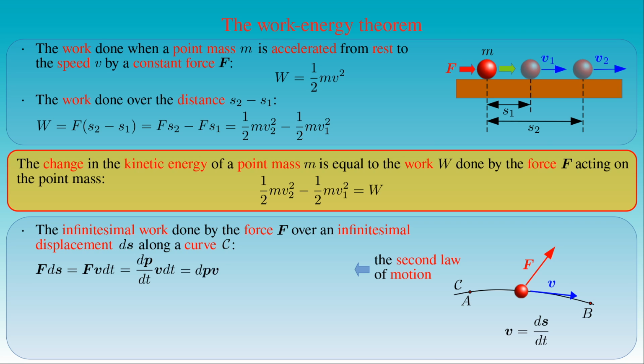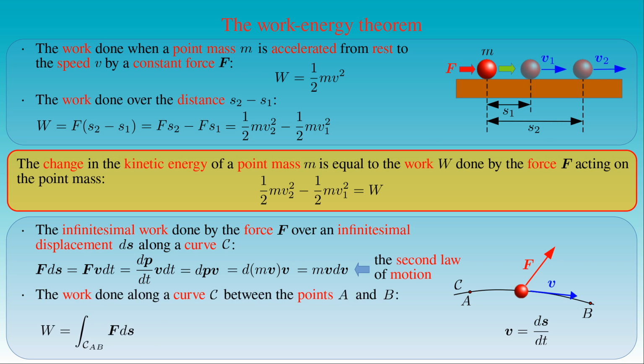Because the momentum p of the point mass is defined by its mass m times its velocity v, the scalar product of the force and the displacement vector is given by the mass m times the scalar product of the velocity v and its differential. This result can be substituted into the work W done by the force F along the curve C between the points A and B, which is equal to the line integral of the force F with respect to the arc length S along the curve C between the points A and B.